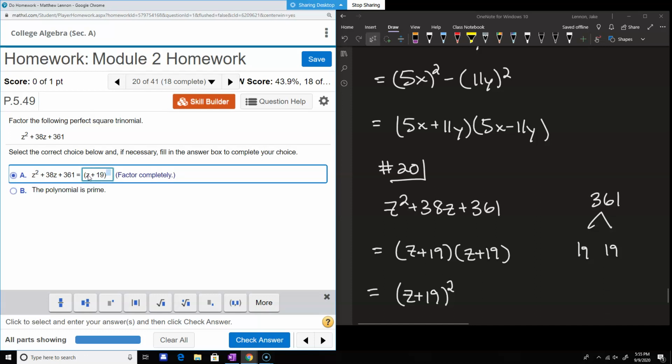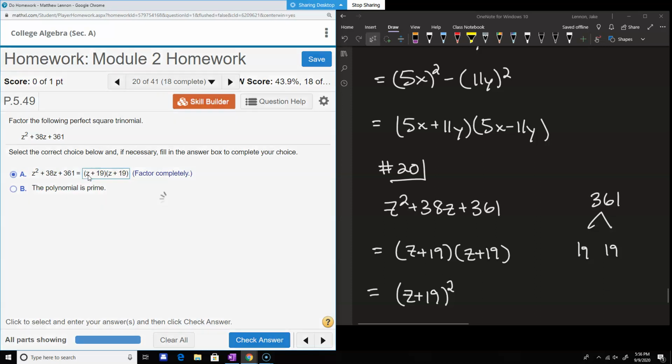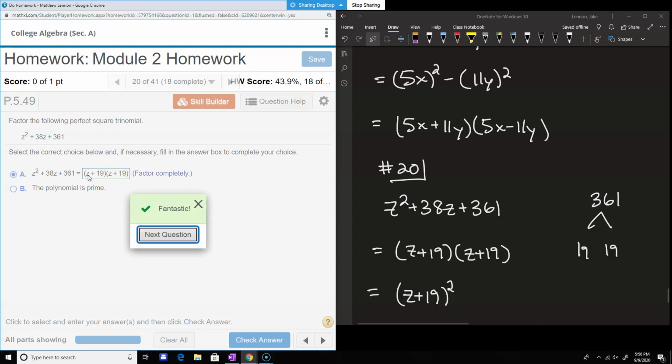I'm slightly curious, do you think that it'll accept my answer if I do z plus 19 times z plus 19? Curious. What do you think? Yeah, no. I don't know. Sometimes it'll say, although your answer is correct, it's not in the form that we want, and then make you do it again. Yeah, it took it though.